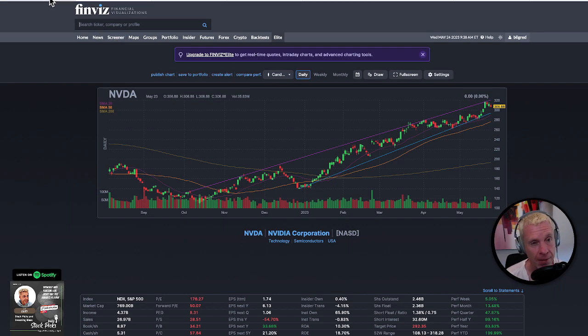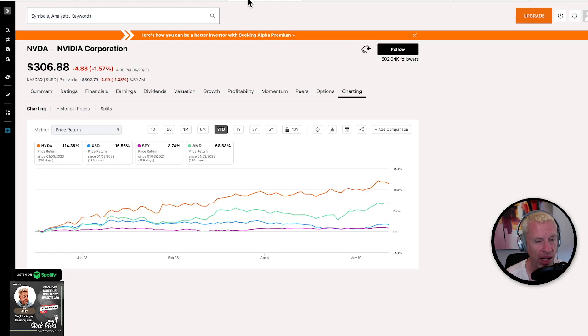You can buy AMD. AMD doesn't track as well. Here is a Seeking Alpha chart, which shows you NVIDIA versus XSD, which is a semiconductor ETF. It tracks SPY, and it tracks AMD. AMD year-to-date is up 68%. That's nothing to sneeze at. NVIDIA is up 114%. XSD only up 16%. SPY is up 8%. If I told you last year you could get SPY at 8% versus the 12% that it wound the year down, you'd be jumping for joy. NVIDIA at 114%, you're perfectly happy.